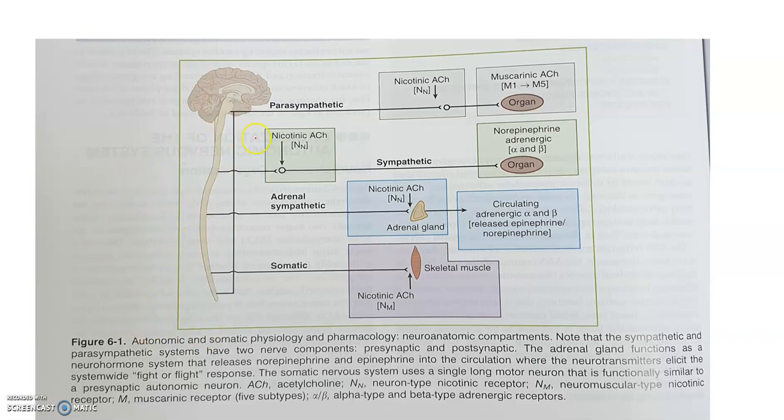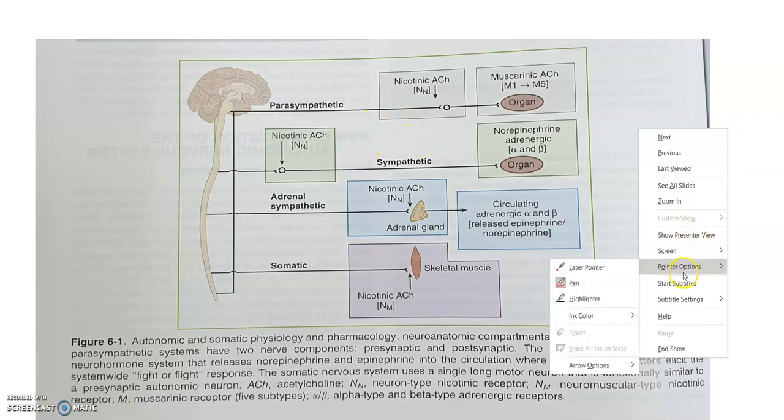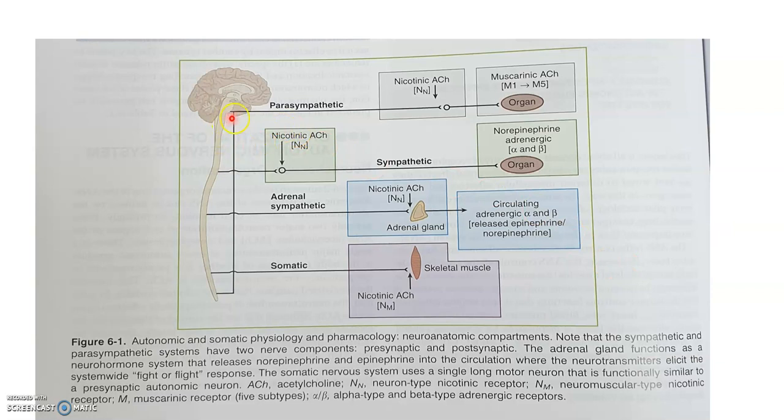So this is just a quick recap of what we have learned previously. We have the parasympathetic, nicotinic, and then the ganglion is here, so acetylcholine here, and then muscarinic M1 to M5 at the organ. And then nicotinic and norepinephrine or adrenergic, alpha, and also beta: alpha 1, alpha 2, beta 1, beta 2, beta 3. These are the main ones, just a quick recap.